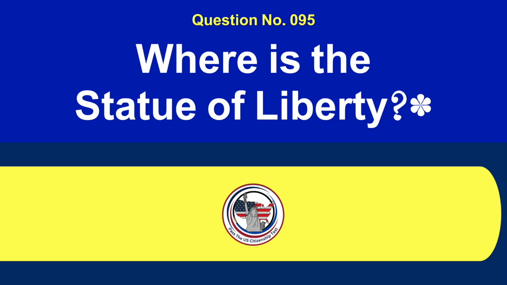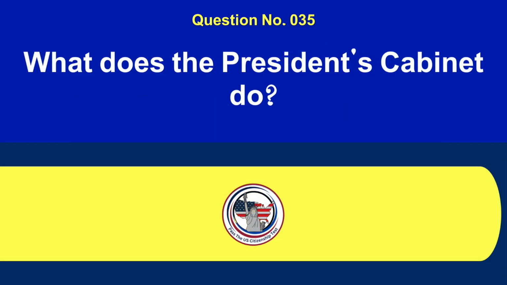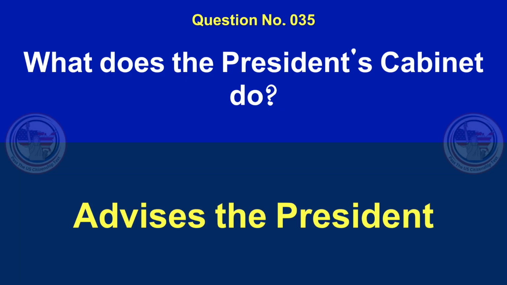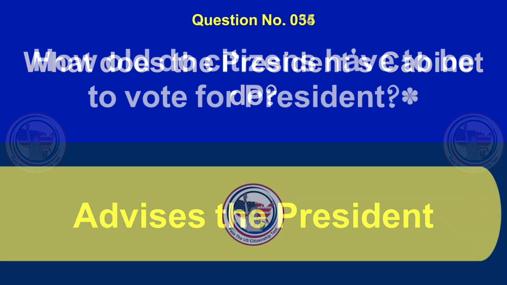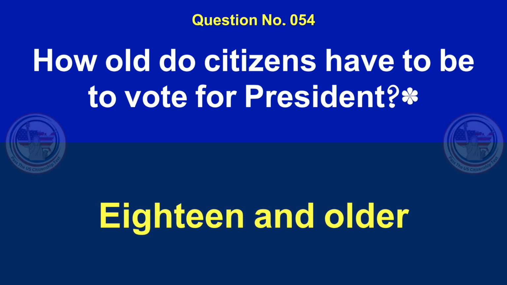Where is the Statue of Liberty? New York Harbor. What does the President's Cabinet do? Advises the President. How old do citizens have to be to vote for president? 18 and older.